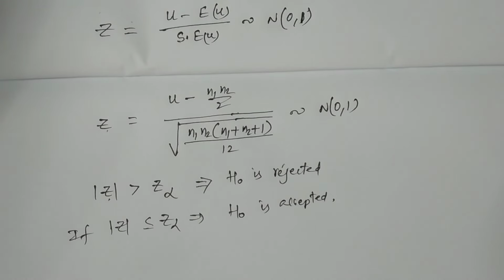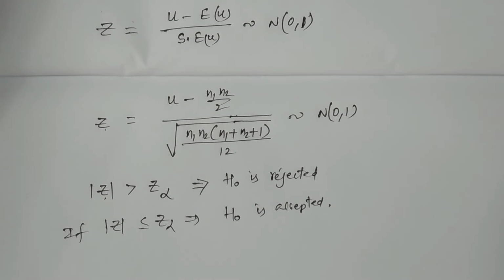So this is the test procedure of the Mann-Whitney U test, a non-parametric test which is useful for testing two independent samples. If you have two independent samples, then the Mann-Whitney U test is one of the useful tests for testing the hypothesis f1(x) is equal to f2(y).